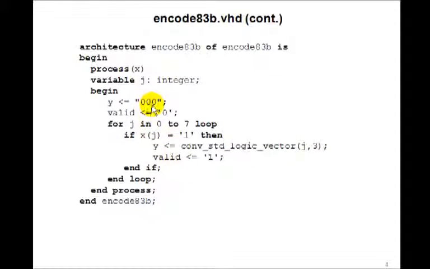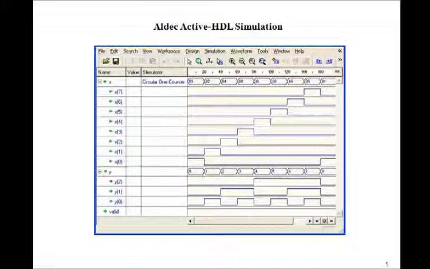Well, y is 3 bits, so we take the integer j and convert it to a 3-bit standard logic vector, which is what we want. And we set valid to 1 anytime we get at least one x(j) to be 1. So this should work, and we can check it by simulating it. We'll use the same circular 1 counter we did before to get a single 1 output going from x0 to x7, and sure enough, y is 0, 1, 2, 3, 4, 5, 6, 7. So it works.